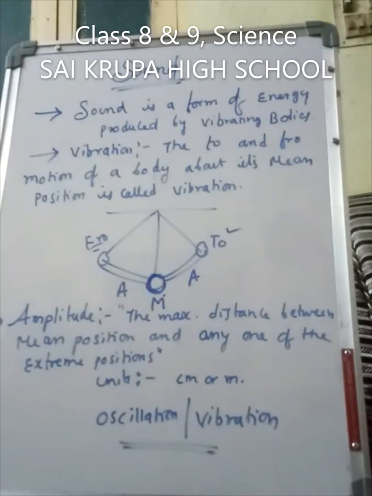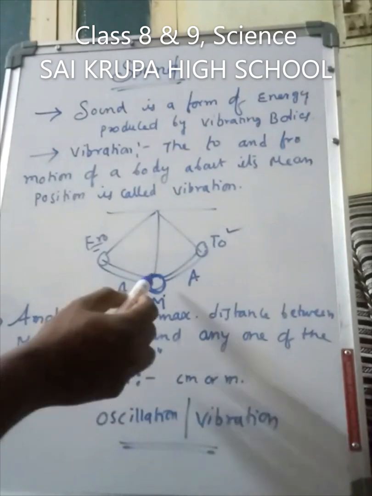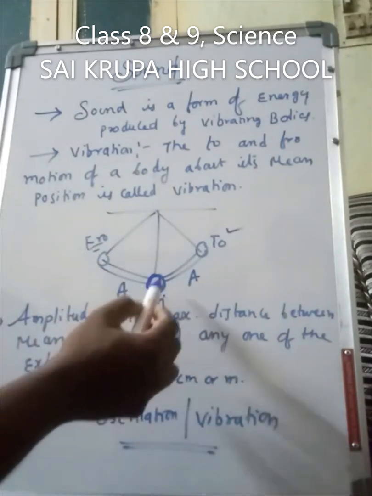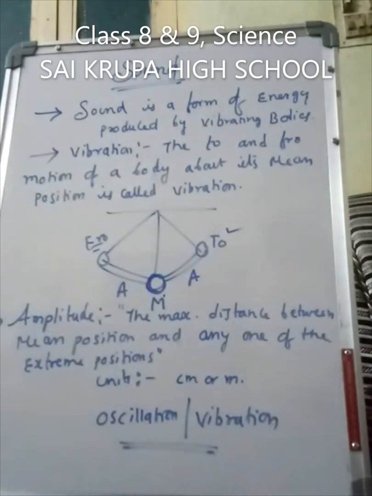Here we should come across a term called amplitude. What is meant by amplitude? Here there is some distance between the mean position and the fro position, and between the mean position and the to position. So this maximum distance between the mean position and any one of the extreme positions is called amplitude. Its units are centimeters or meters.